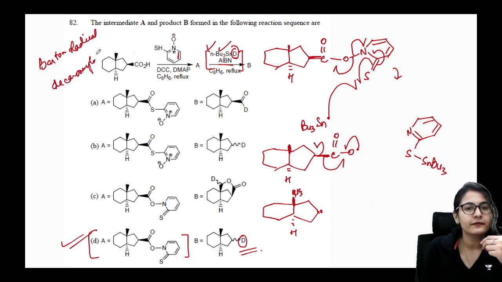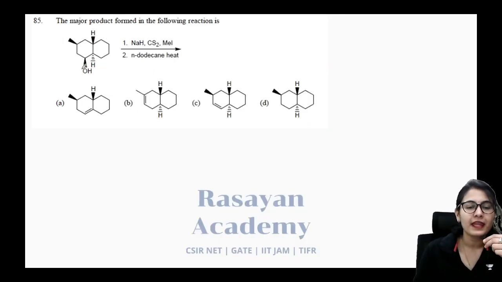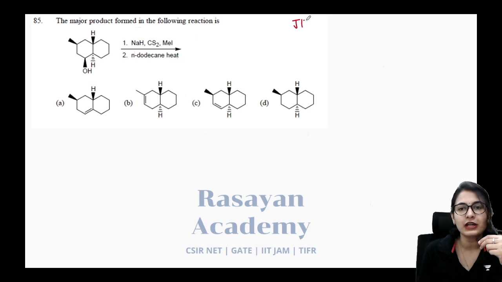Radical decarboxylation, very recently done. Next easy question from June 2017 is over here. Major product formed in the following reaction is.